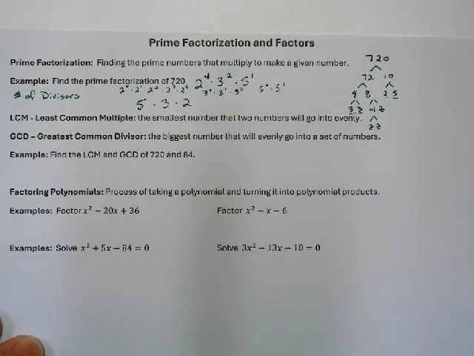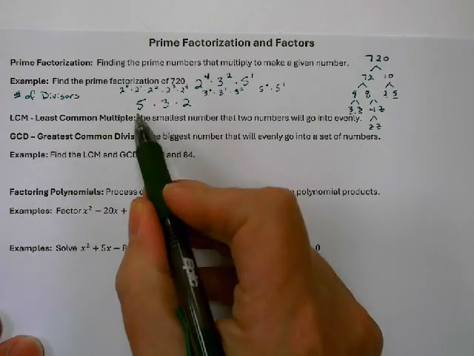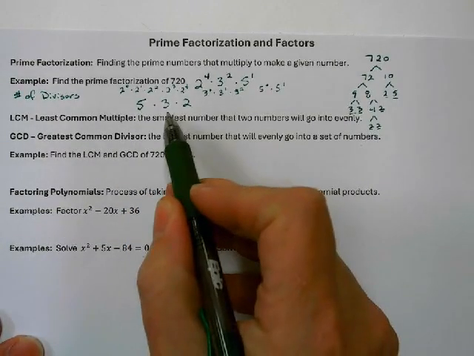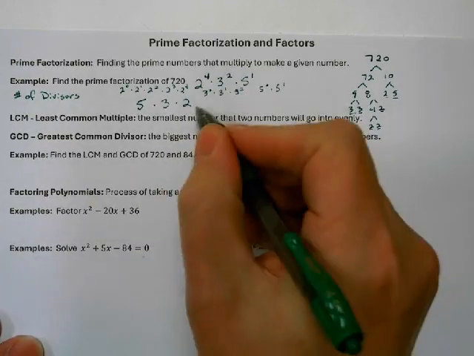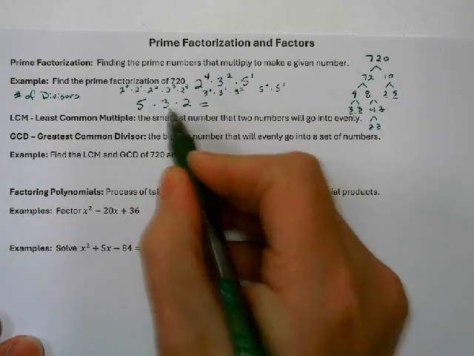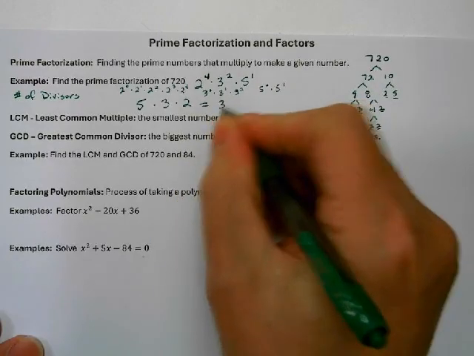So if I'm looking for the number of divisors for the number 720, there's 5 ways I could use the 2s, there's 3 ways I could use the 3s, and there's 2 ways that I could use the 5s. And so that comes out to a total of 15 times 2, 30 different divisors.